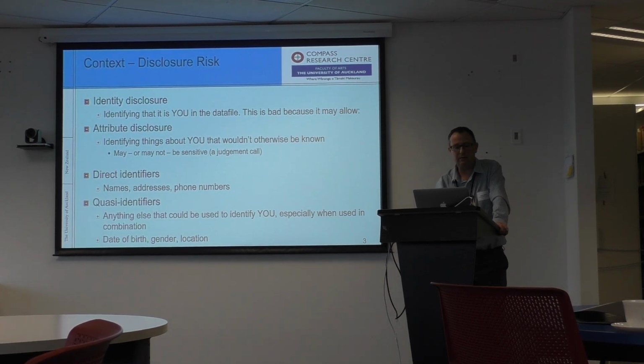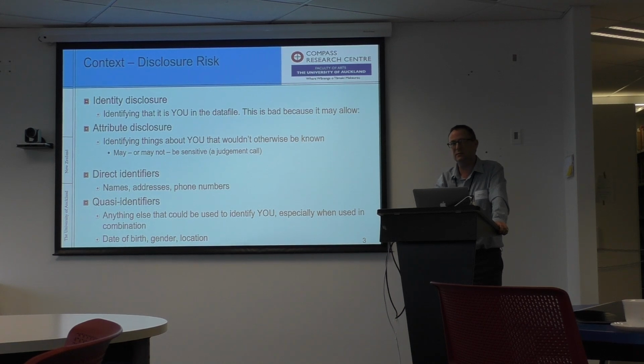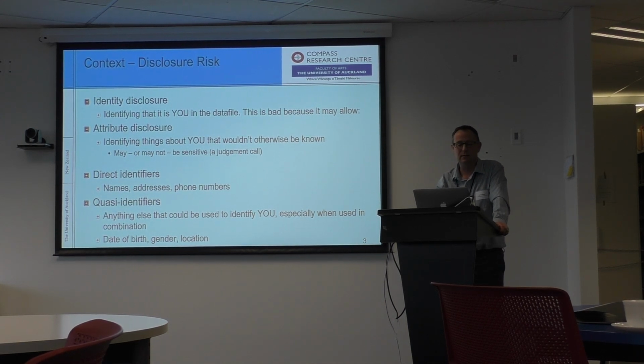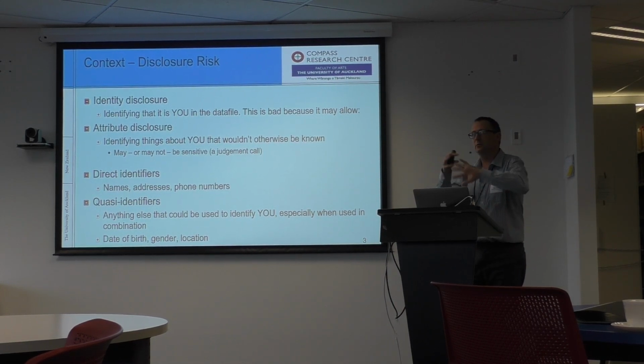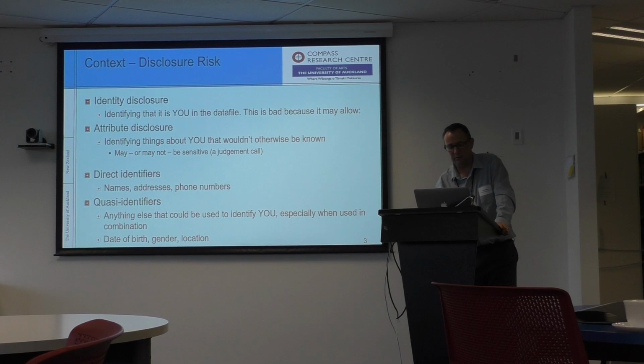But even without direct identifiers, this doesn't tend to hit the headlines, which is one of the issues. I think people don't realise this. You can still identify people with quasi-identifiers, things that don't directly identify people, but when you know them and you combine them in certain ways, you can identify a person. So things like date of birth, for instance.